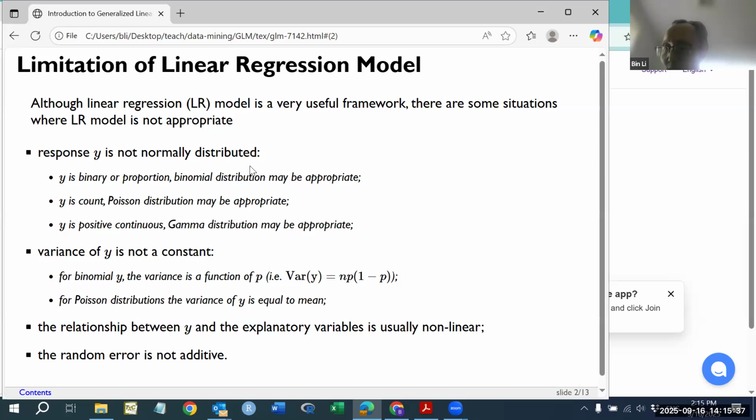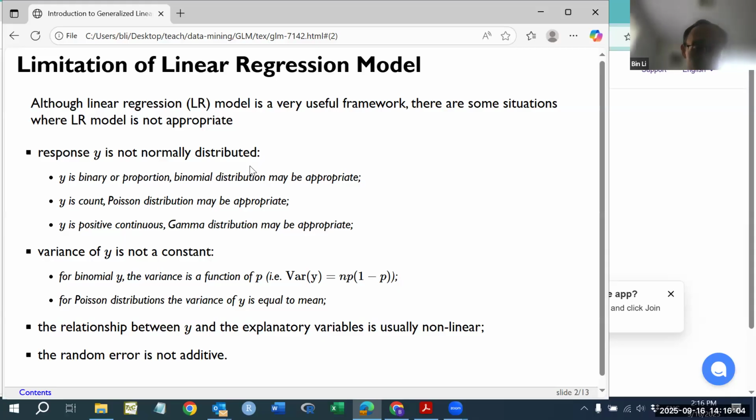We cannot apply the normal linear regression when y is positive, continuous, but highly skewed, like the gamma distributions. In this case, we still cannot apply the linear regression model because it's not normal. It's highly skewed. So that's one reason.